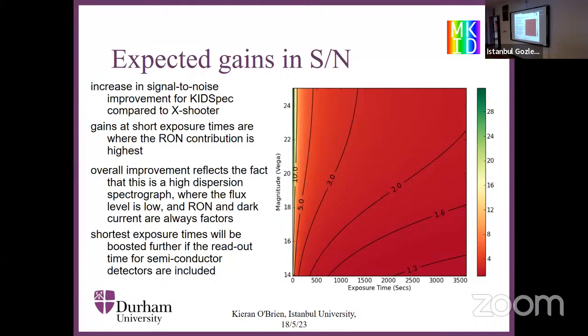So how does this compare to X-shooter? We did a simple signal-to-noise comparison. As you can see, there are contours on here. Where it's greater than one, it means that KIDSpec wins over X-shooter. It's always greater than one everywhere in this diagram, but you can see that it really starts to gain, unsurprisingly, when you get to faint objects, because for faint objects the read noise from the detectors in X-shooter starts to dominate, and also at low integration times. So anything that is fast and faint, we're going to do a lot better with KIDSpec rather than X-shooter.